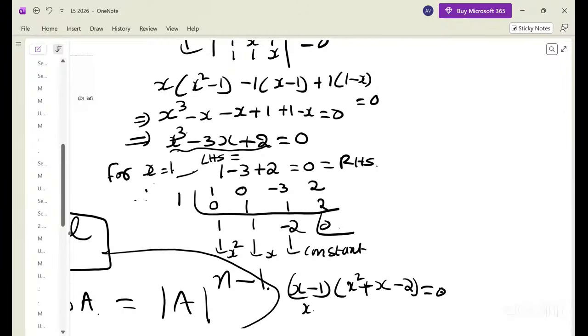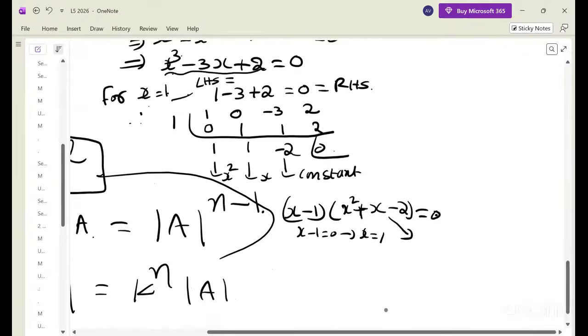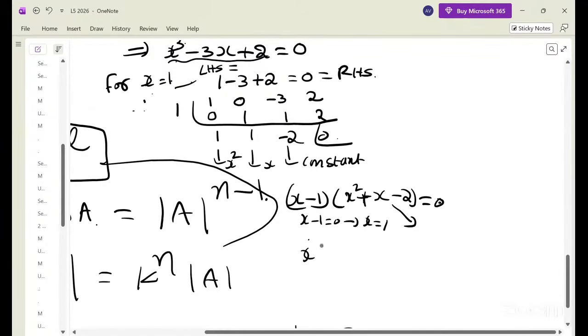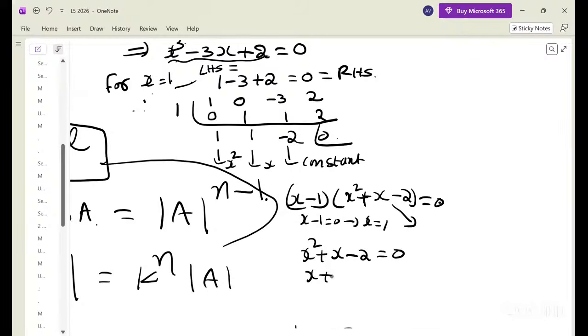x equal to 1 we already got from here. This we have to solve to get the remaining roots. So x square plus x minus 2 equals 0. Factorization: (x plus 2)(x minus 1). So x equals minus 2, 1.